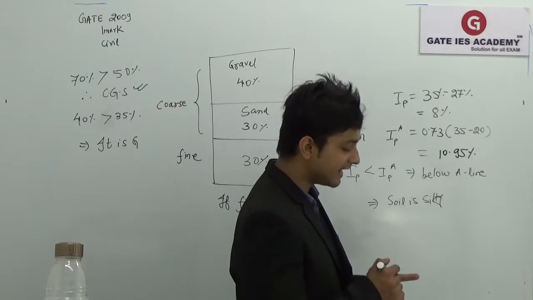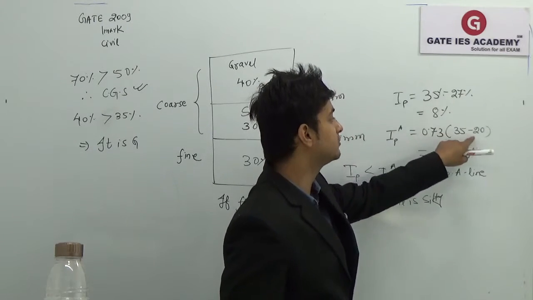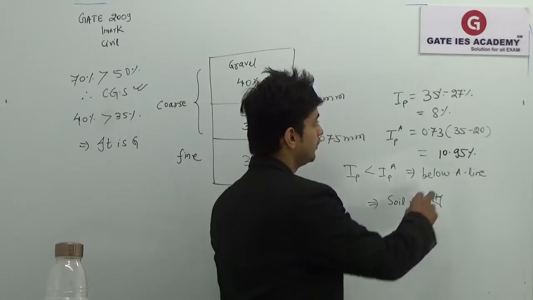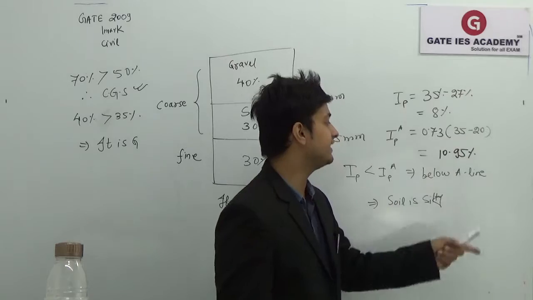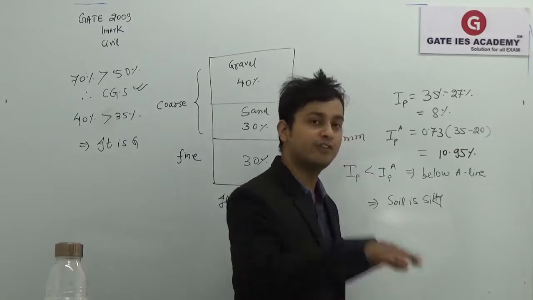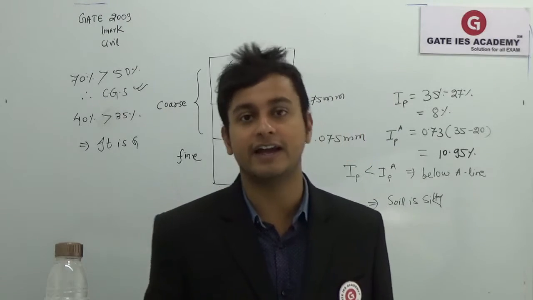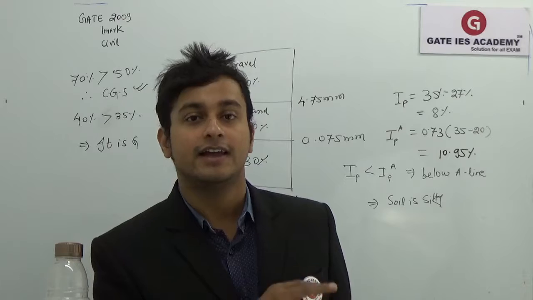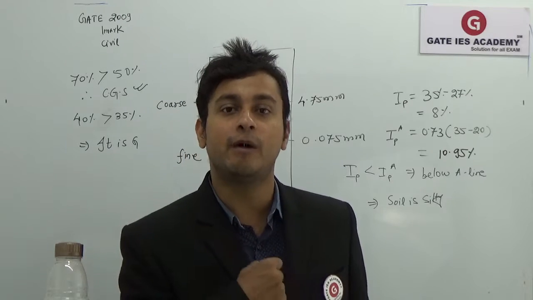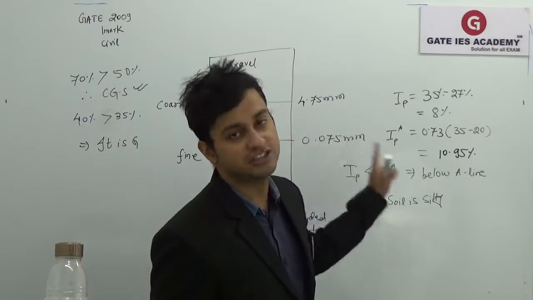And IP of A line is 0.73 into liquid limit minus 20, liquid limit is 35%, so it will be 10.95. So we can see that the IP is coming out to be less than IP of A line, therefore it is below the A line, therefore it will be silty in nature. Unless and until specified, it is organic material. Therefore they will say that it might be spongy or it might be dark in color or pungent in color. We will write it is silty in nature.